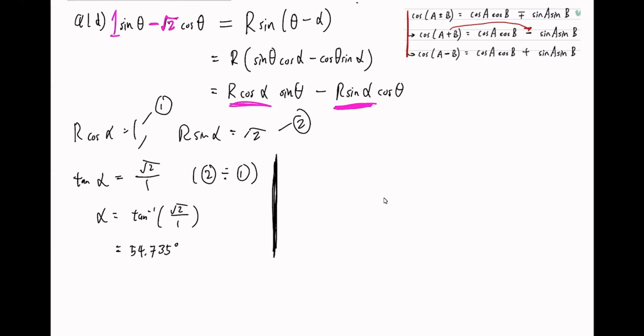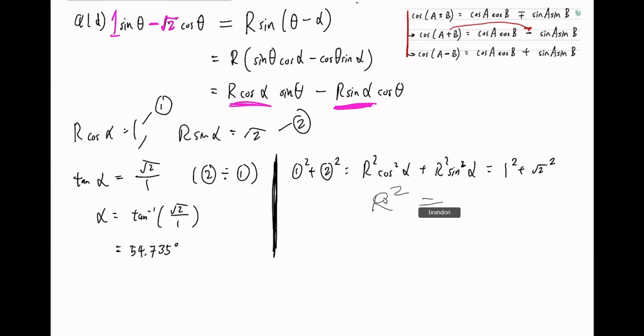Do the square of 1 square plus 2 square. Yes, so we get r square cos square alpha plus r square sine square alpha. That's the left hand side. Right hand side, 1 square plus square root 2 square. So it's just r square times 1 equals 1 plus 2. r equals root 3. Very good, exactly.